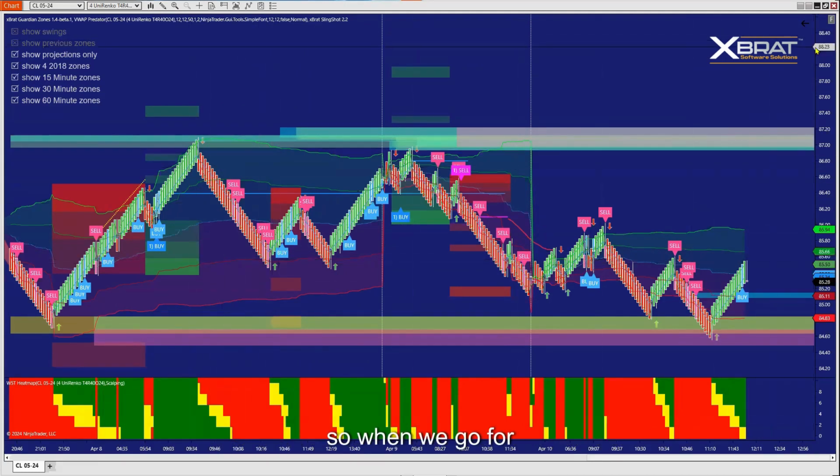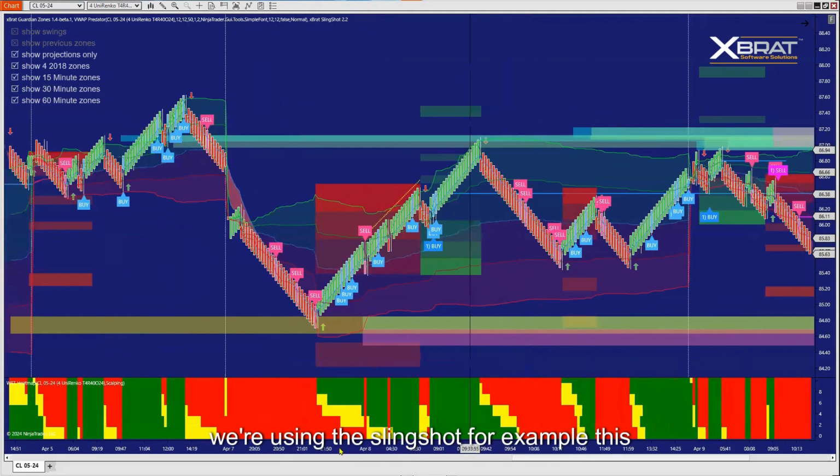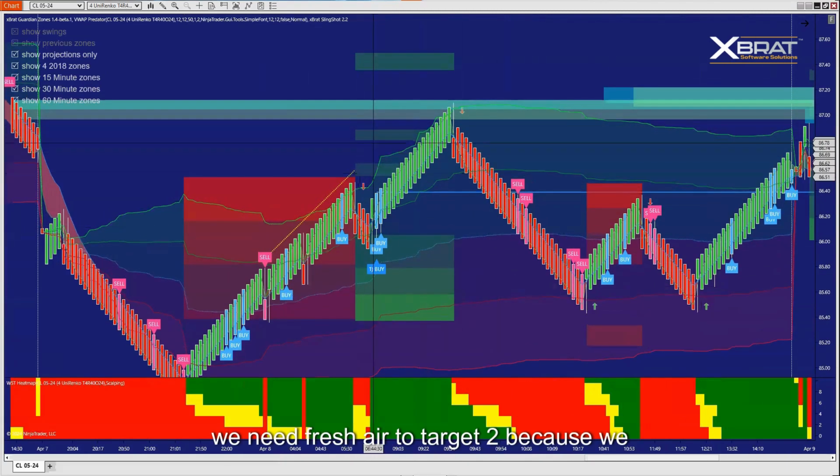So when we go for minimum risk to reward, we always say when we're using the Slingshot, for example, this trade here, we need fresh air to target 2, because we know that target 2, this pullback zone, it pulls back into here, there's an 85% probability it's going to hit target 2. And it did. Moreover, a good target is this confluence of resistance zones, which it did hit, without a doubt. But what we're looking for with the Slingshot is that minimum risk reward to target 2.